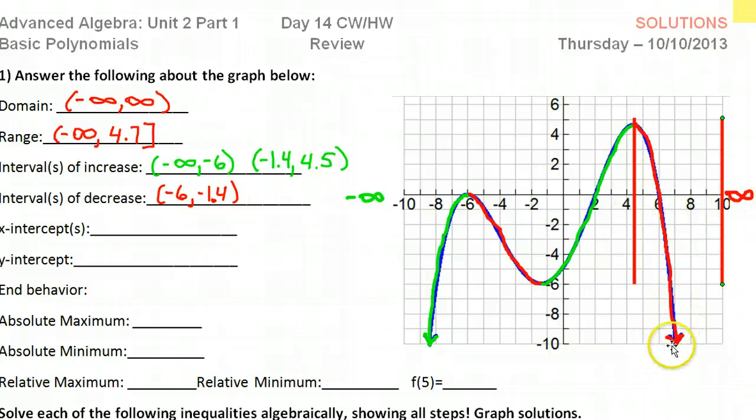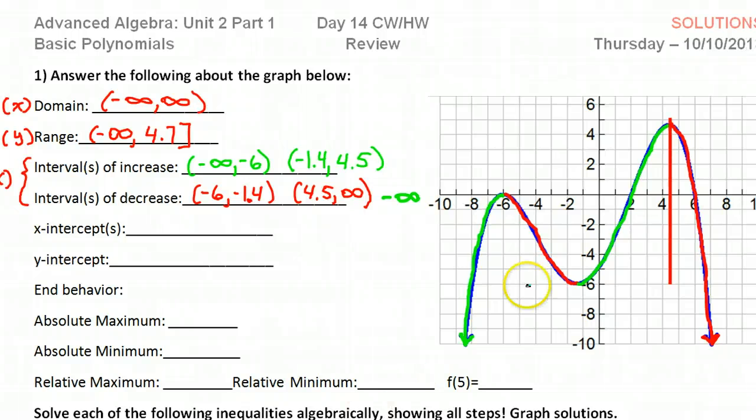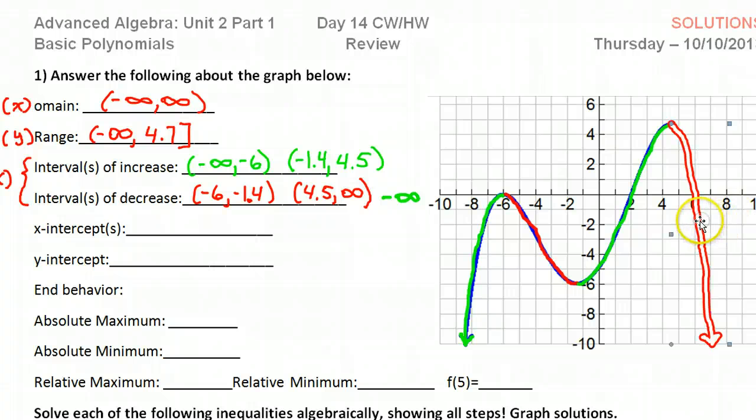Not negative infinity. Don't look at the fact that it goes down. We're doing left to right, and on the right side here it's positive infinity. So it's 4.5 to positive infinity. Going to the right is positive infinity. Now I know I went through that very slow because that's one of the things that a lot of kids have trouble with. So hopefully you understood what I was talking about.